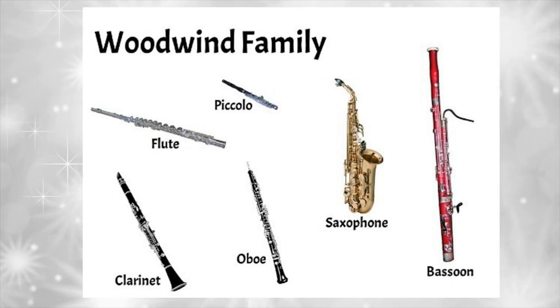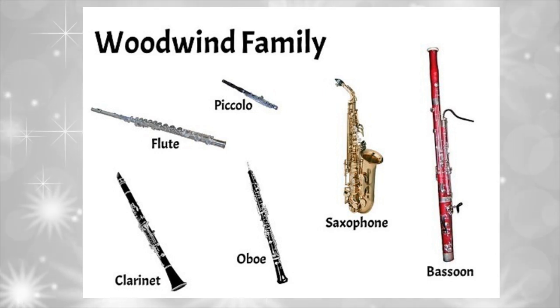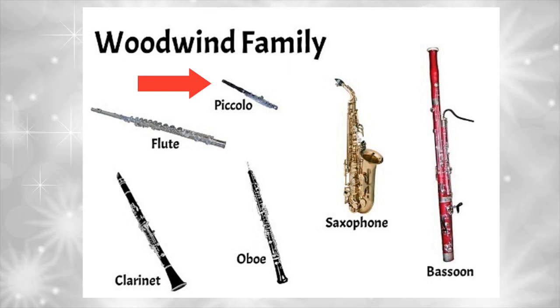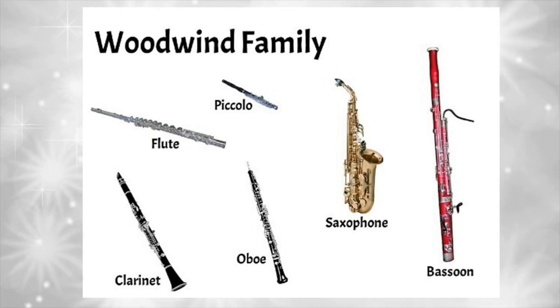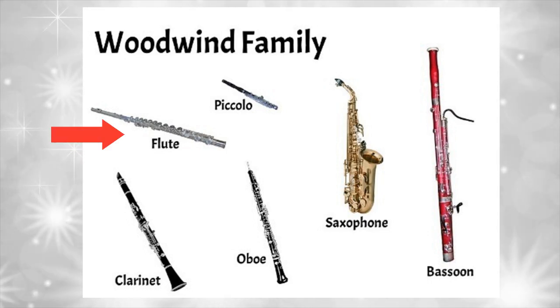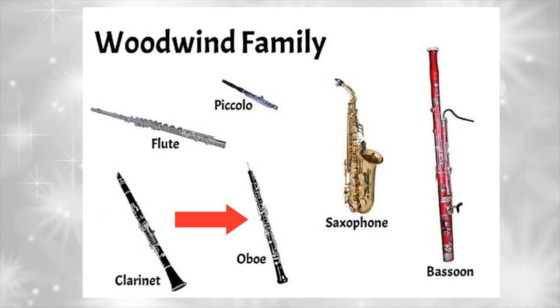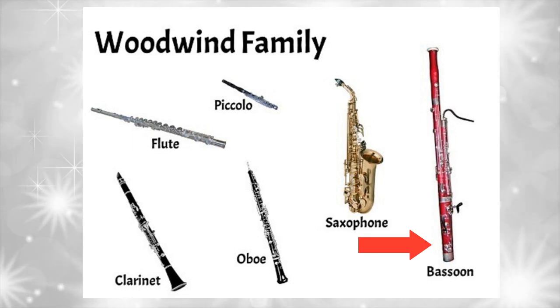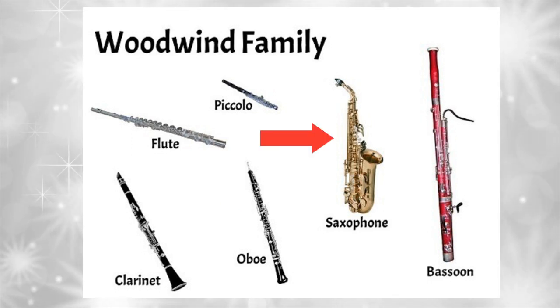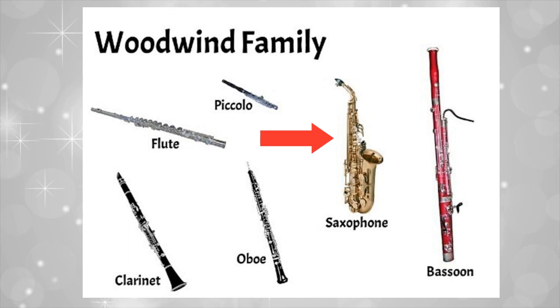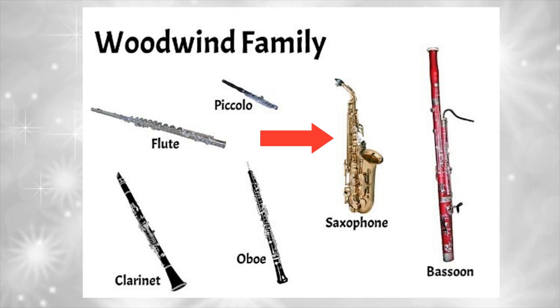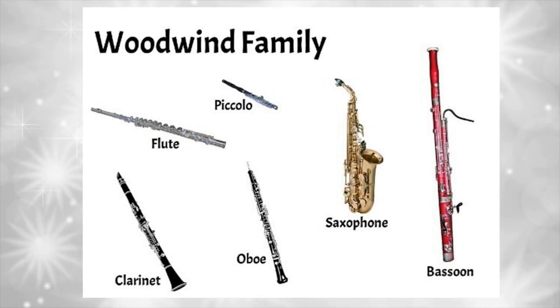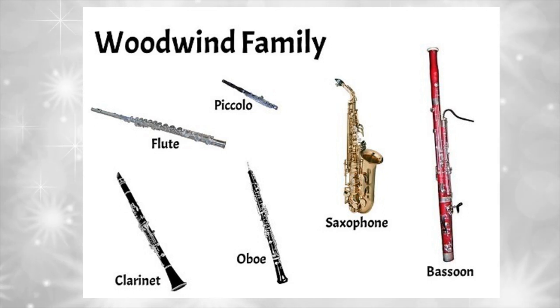The woodwind family. This includes the piccolo, which is the smallest instrument in the entire orchestra and plays the highest notes. The flute, my personal fave, the clarinet, the oboe, the bassoon, and the saxophone. But the saxophone is not a common orchestral instrument. It is only in the orchestra when there's a special piece of music written with a saxophone part in it. Let's listen to an example of the woodwind family.